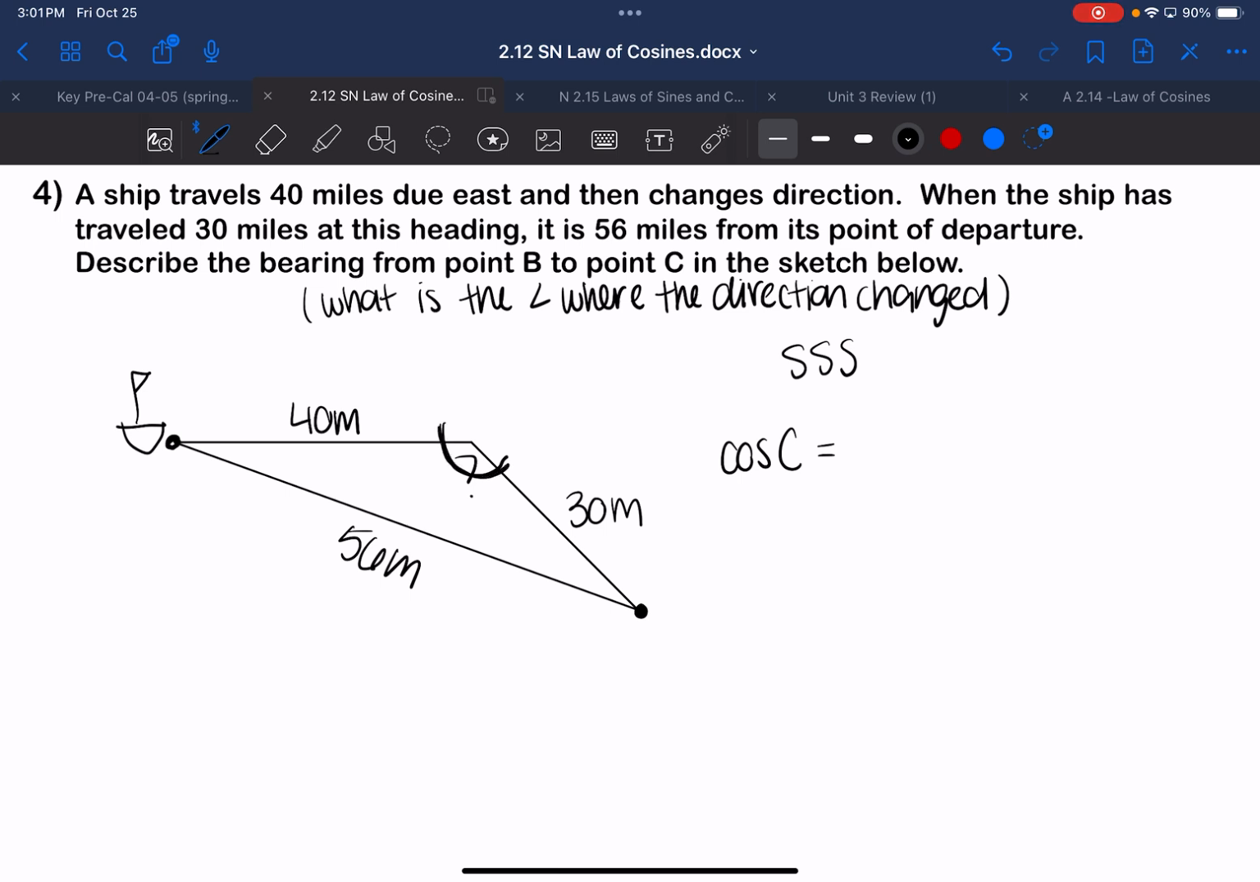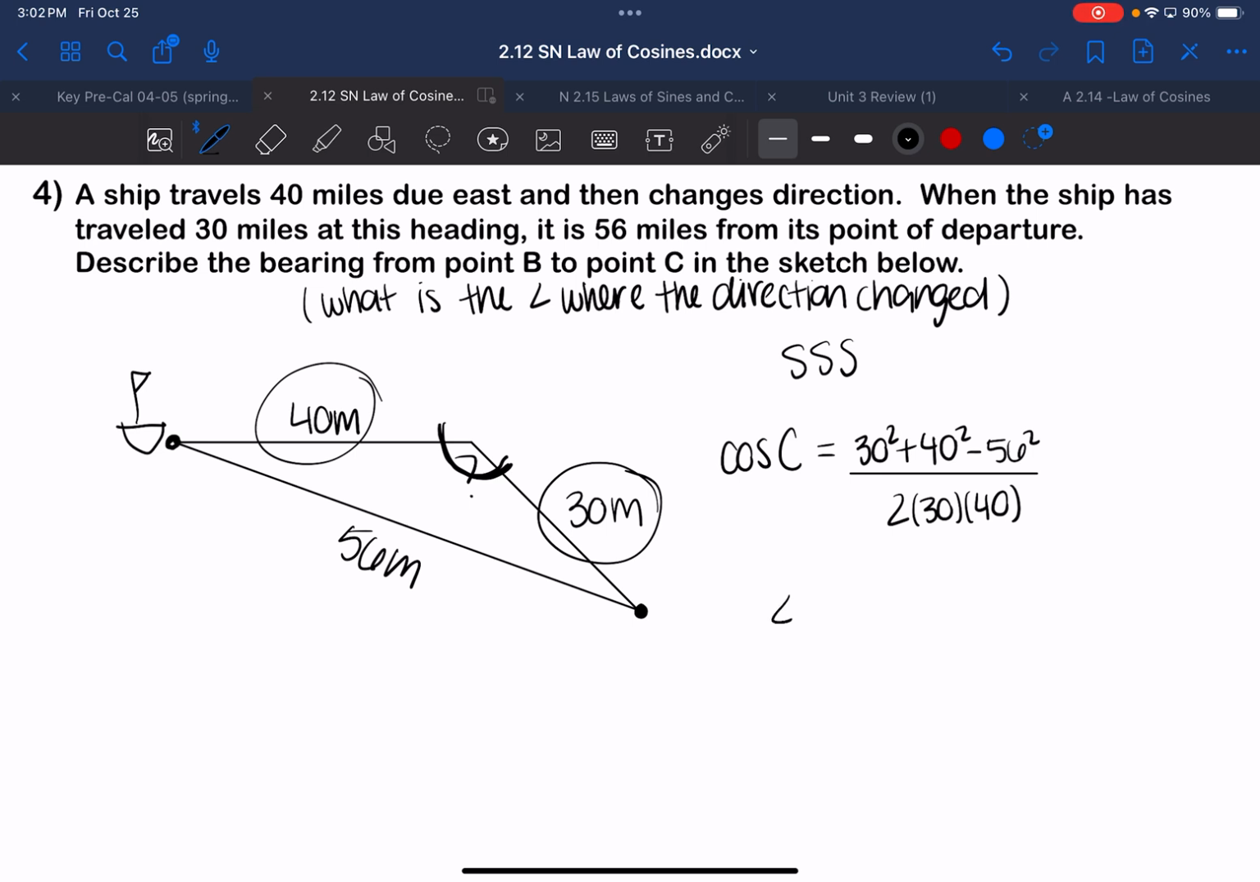So if I'm looking for this angle, the sides on either side of it are these two, right? So that's my 30 squared plus 40 squared. And then I do minus the one across from it. The one across from it is 56 squared, right? All over 2 times those first two numbers we used. All right, and I'm trying to solve for the angle, so how do we get rid of cosine? Right. So what do we end up getting for our missing angle here?